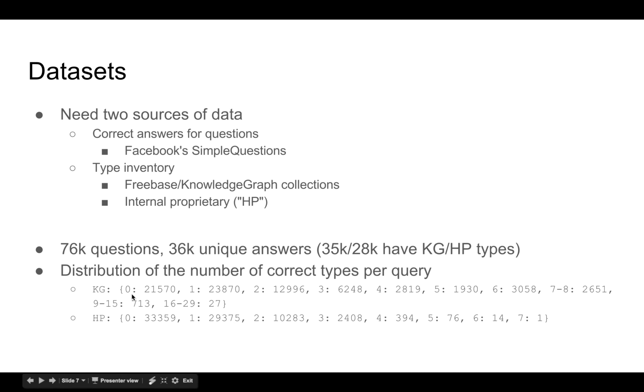And here is the distribution of the number of correct types per query. So clearly the most frequent case is either not having found the correct type or having just a few correct types, but then there's also a heavy tail as well.